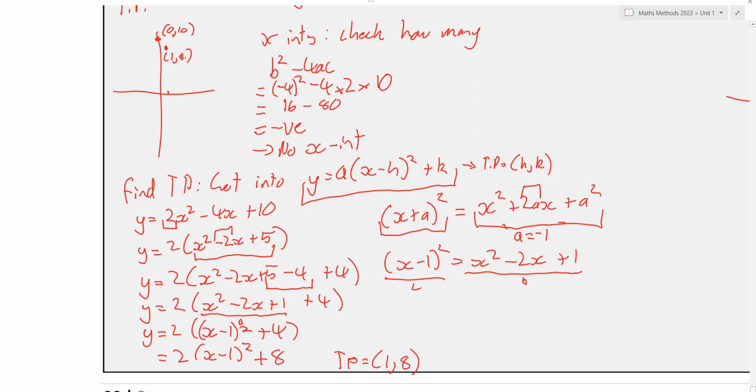Is this quadratic going to be a smiley or a frowny? Smiley, because you can tell that the turning point is below the y-intercept, so this has to be the lower point. And it'll look something like that. Like I said, it takes 2 seconds. We're just doing our best estimation.